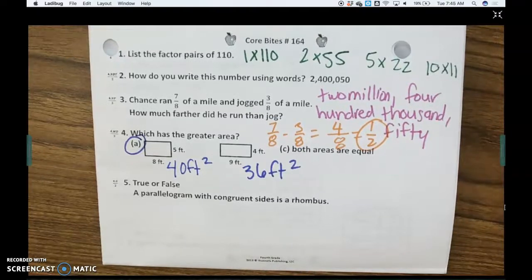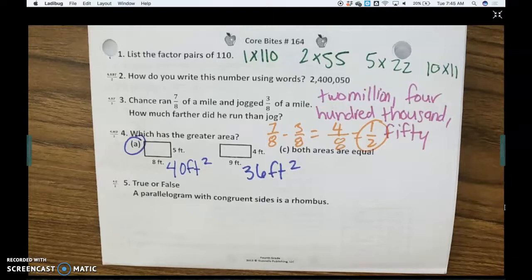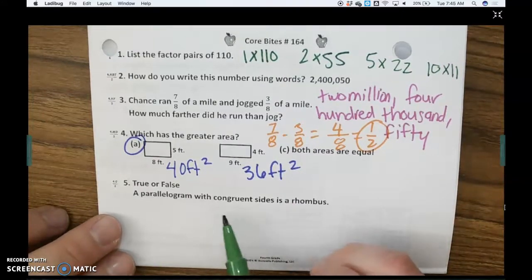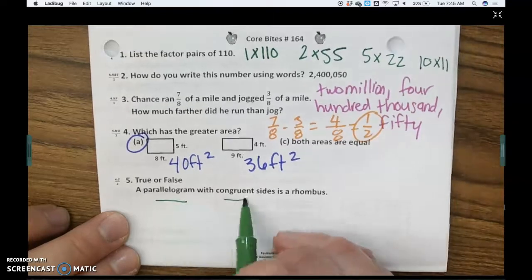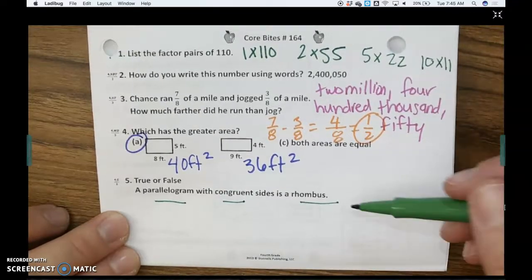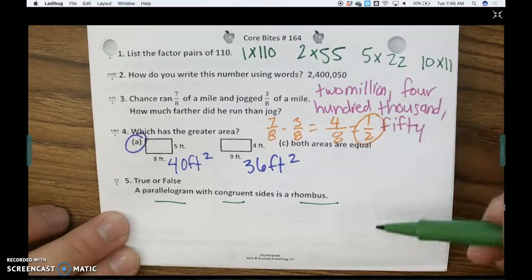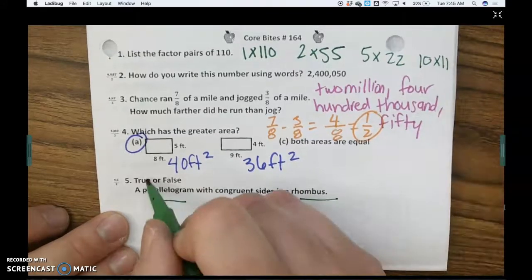And then your last one, true or false. So it says a parallelogram with congruent sides is a rhombus, okay? So a parallelogram is anything that has 2 sets of parallel sides. Congruent means they're all the same. So parallelogram, congruent, and then a rhombus. Okay, so a rhombus is like a square, but it's just sideways. Okay, so all of those would be true. So the answer is true.